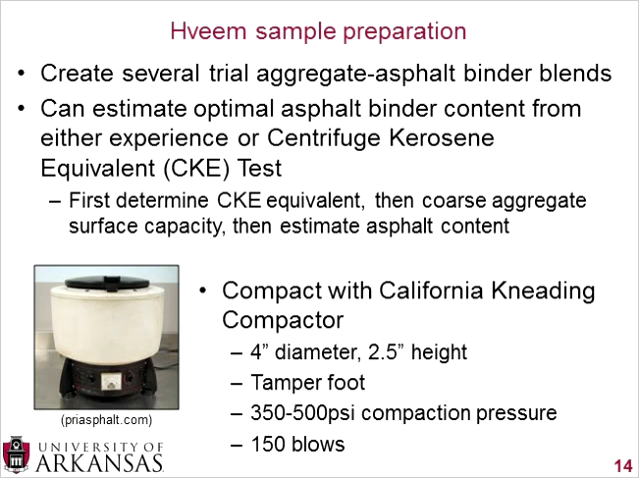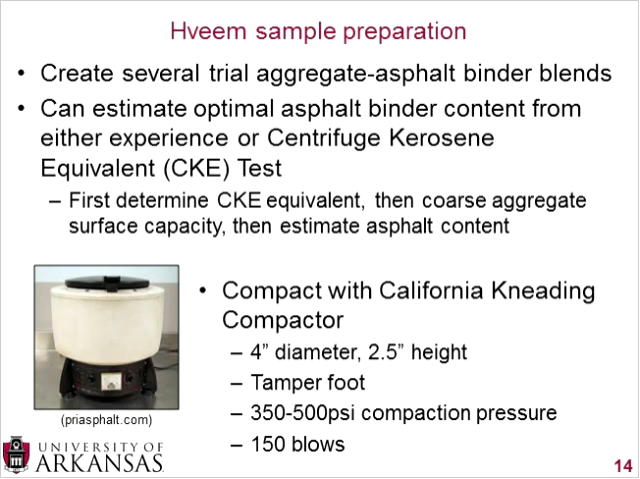So if you go to Pavement Interactive, I think it's .org, the website Pavement Interactive, you can simply Google that phrase. They actually go through a pretty detailed list of how to run this CKE test, what numbers you get, and the process you go through. But for the sake of this presentation, this is more of a broad coverage, so I won't go into those details. Once you have your aggregate and asphalt content, you compact with the California kneading compactor.